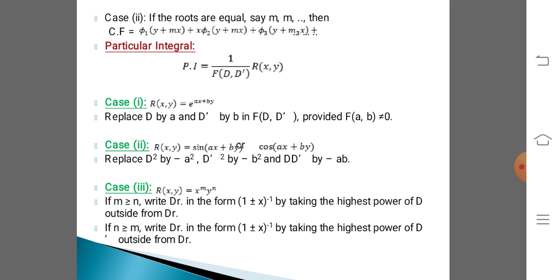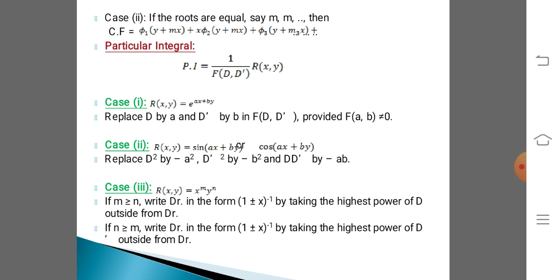Suppose if the roots are equal, say m, m, etc., then CF will be φ1(y + mx) + x φ2(y + mx) + x² φ3(y + mx) + etc. So by using any one of these two, you can easily get the complementary function.